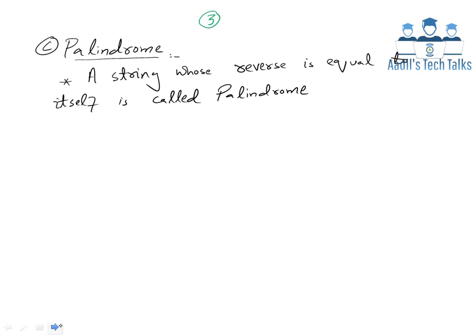Palindrome is one of the very important definitions related to languages. A string whose reverse is equal to itself is called a palindrome. For example, suppose we have a word I, and we find its reverse. So reverse of I is I. So I is a word of the form palindrome.